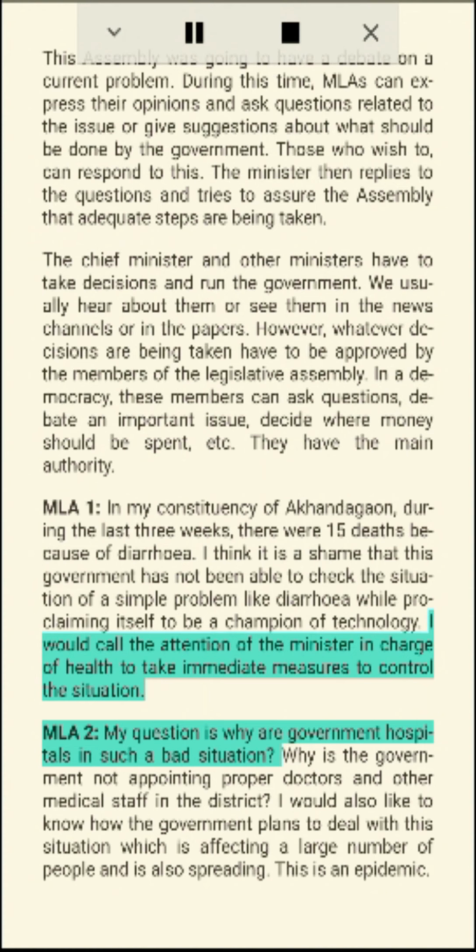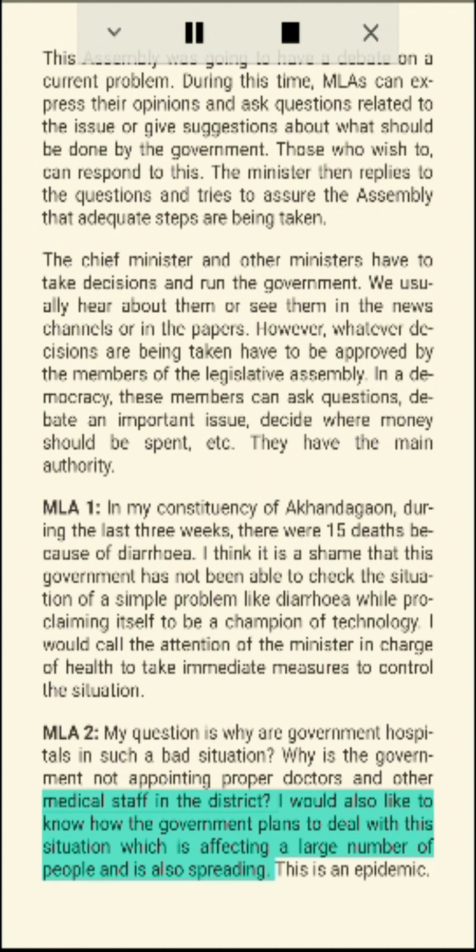MLA 2: My question is, why are government hospitals in such a bad situation? Why is the government not appointing proper doctors and other medical staff in the district? I would also like to know how the government plans to deal with this situation, which is affecting a large number of people and is also spreading. This is an epidemic.